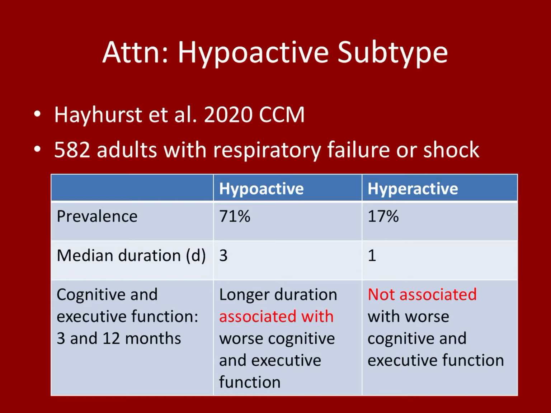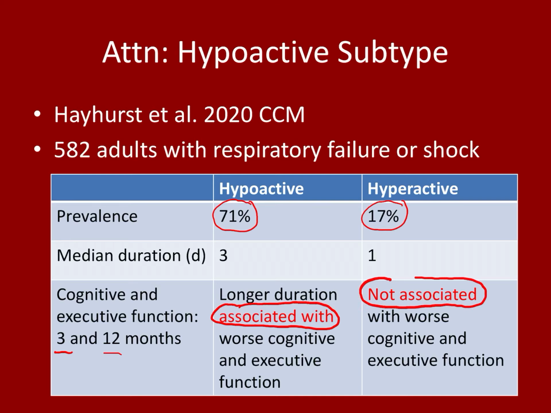A recent adult study in 500 adults with either respiratory failure or shock found that hypoactive delirium was much more prevalent than hyperactive delirium. Additionally, when they did cognitive and executive function screening 3 and 12 months after discharge, they found that those patients with hypoactive delirium had an association with worse cognitive and executive function, while those with hyperactive delirium did not have the same association with cognitive and executive dysfunction. So, this is important because while hypoactive delirium is more prevalent, it is typically less recognized, and so this screening and intervention is crucial for these patients.